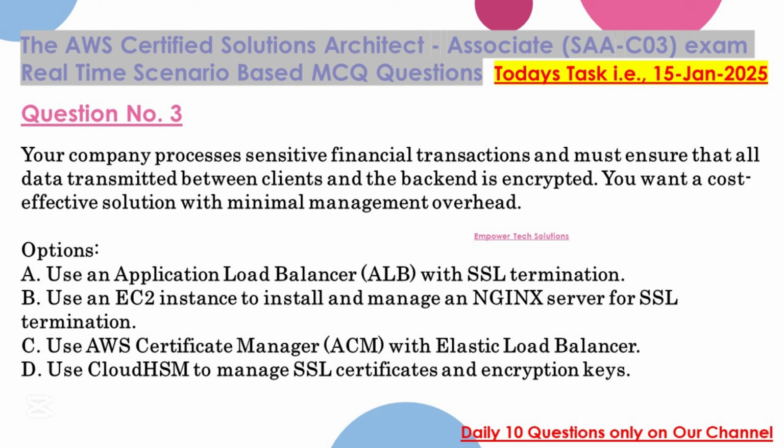Your company processes sensitive financial transactions and must ensure that all data transmitted between clients and the backend is encrypted. You want a cost-effective solution with minimal management overhead. Options: A. Use an application load balancer, ALB, with SSL termination. B. Use an EC2 instance to install and manage an Nginx server for SSL termination. C. Use AWS Certificate Manager, ACM, with Elastic Load Balancer. D. Use Cloud HSM to manage SSL certificates and encryption keys.